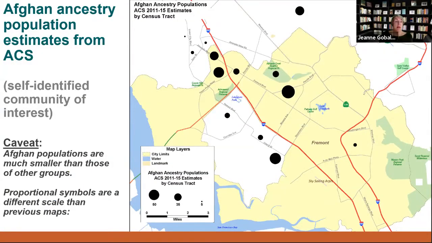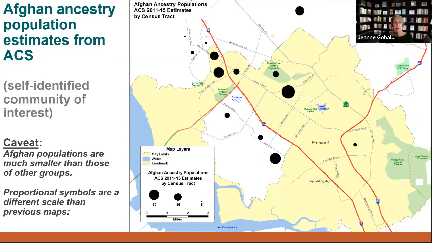This map shows Afghan ancestry population estimates from the American Community Survey. You can see that there are some important concentrations in separate parts of the city, but they're really very small, with a total of less than 25,000 people out of a city of almost 250,000. These populations are fairly small, and you might think they're not very important for redistricting purposes because they're so small.